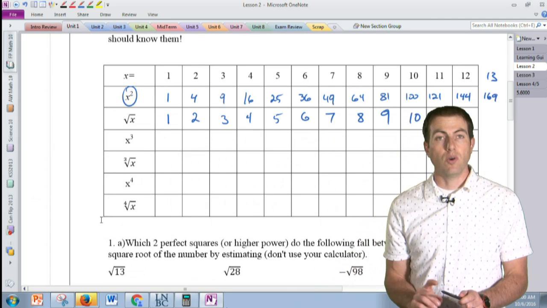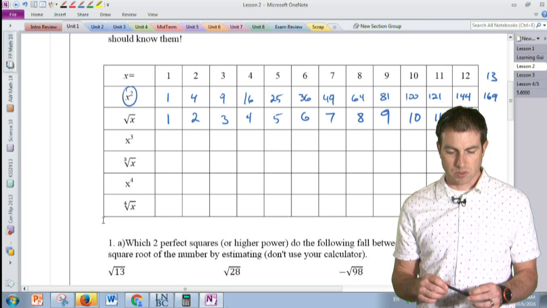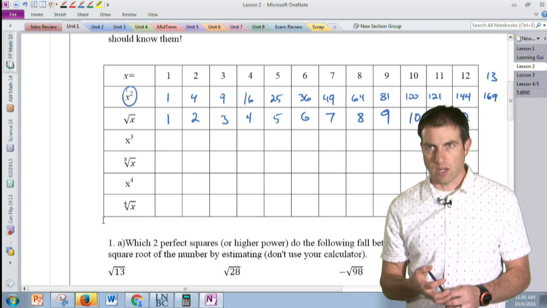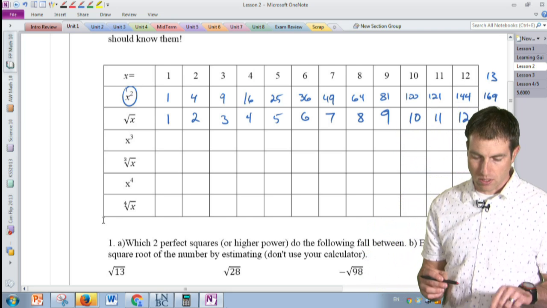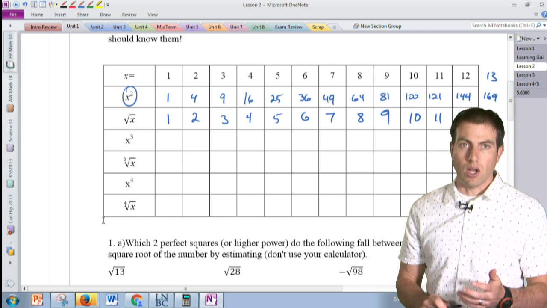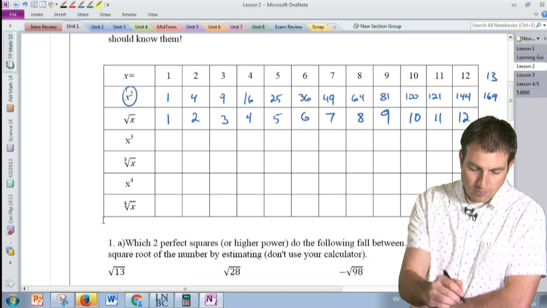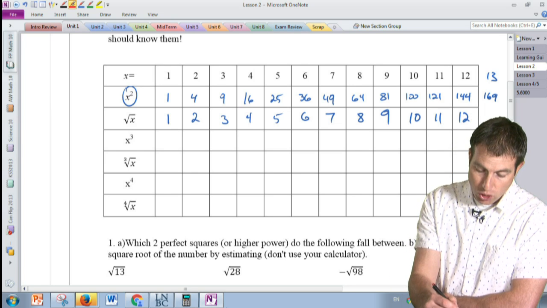A lot of students know their perfect squares, but the perfect cubes come a little bit more challenging because you don't really deal with it a lot before grade 10, but you will deal with it a lot once you're in grade 10. A lot. So it's important to know these, like know them inside and out. All right, so perfect cubes.